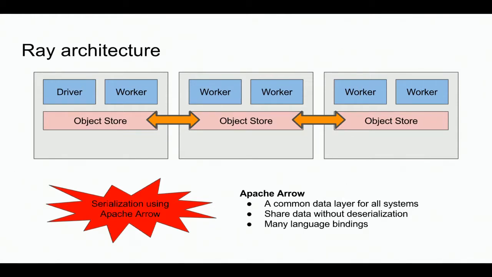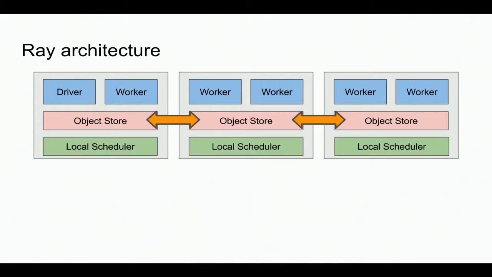The object store also supports things like transferring objects between nodes in the cluster, and it also does object lifetime management and evicts objects and things like that. So then we have one local scheduler per node. And this is again to support the large multi-core setting.